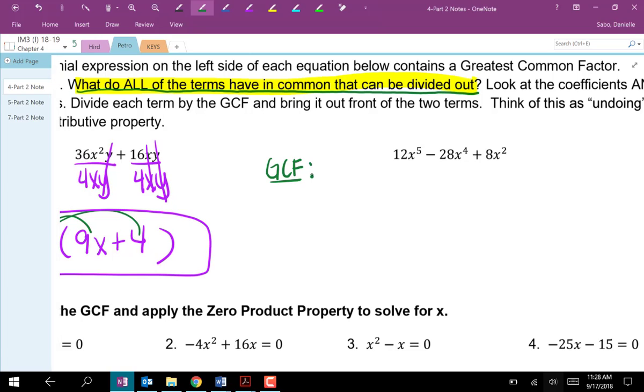If you do 12 divided by 8, it would not work. 4 definitely goes into all of them. And you can just start low. You can do like 12 divided by 2 and then 28 divided by 2. And if they all work, then you're good to go.